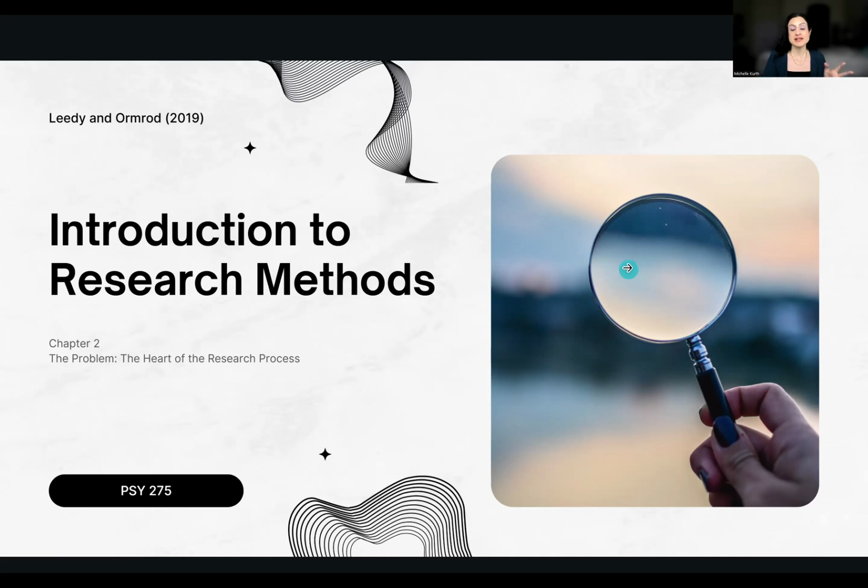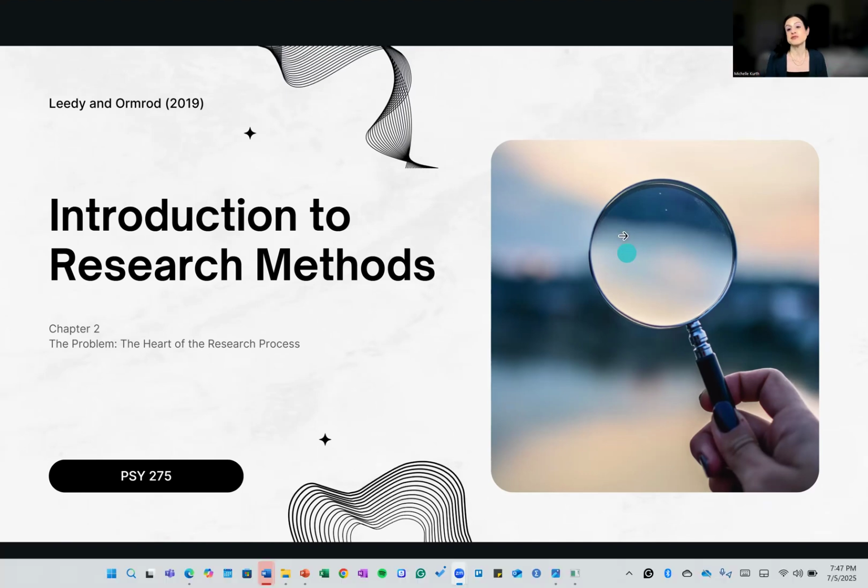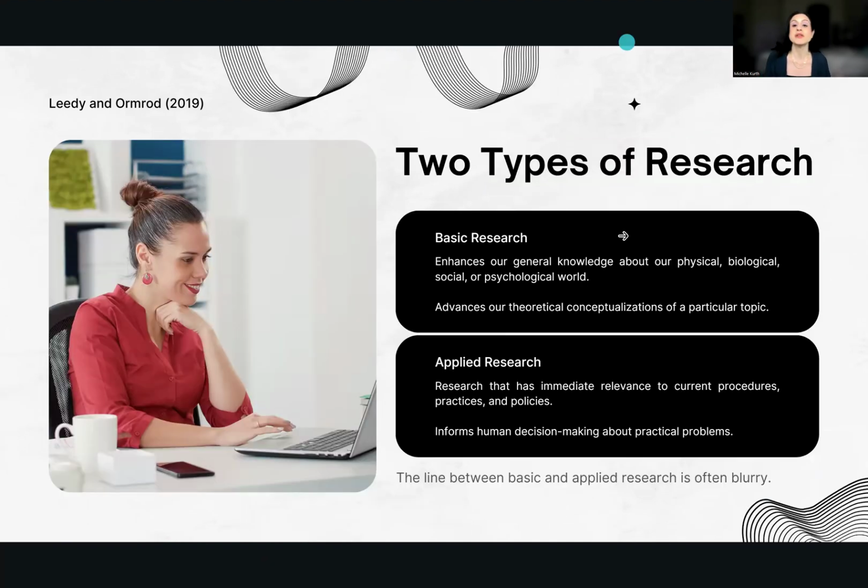So with that being said, I want to talk about two types of research. There are two types of research out there. The first is basic research. Basic research is enhancing our general knowledge about a particular topic. Okay. So it is advancing our theoretical concepts or conceptualizations. And that could be about our physical world, it could be about our biological, social, or psychological world.